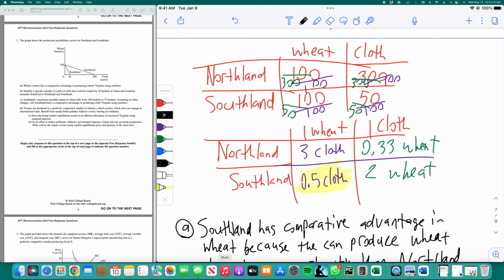So what if it were 10 wheat? Well, one wheat is 0.5 cloth, so all we would do is multiply by 10, and then you would get 5 cloth. So the minimum that they would sell 10 bushels of wheat would be for 5 cloth. That's the minimum price.